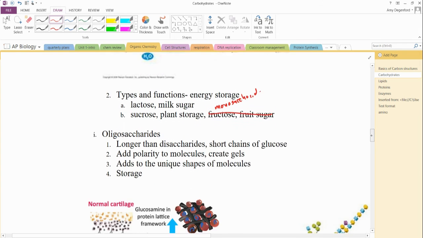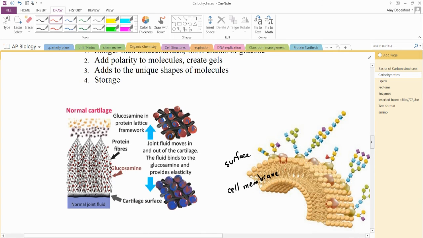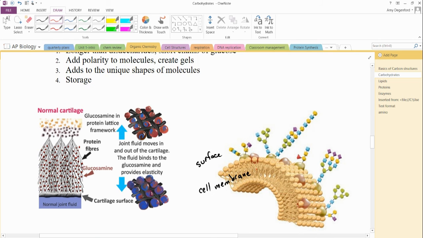Now we get into another category, oligosaccharides, and oligo is just many. It's just a shorter form. It's not a polysaccharide, which are hundreds and thousands of glucose molecules. So these might be 10, 20, 15 glucose molecules. They have a couple of different functions. In animals, oftentimes what they do is they form connective tissue, different types of connective tissue. They create gels, and they do that because they're adding polarity.